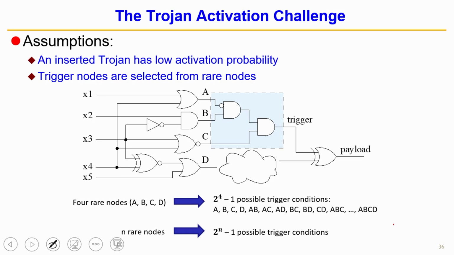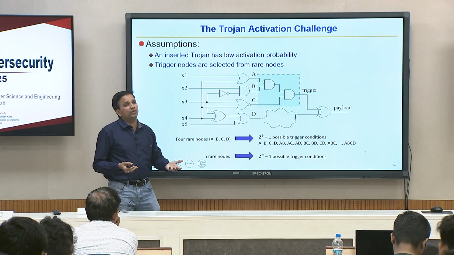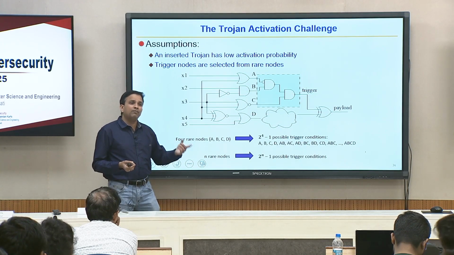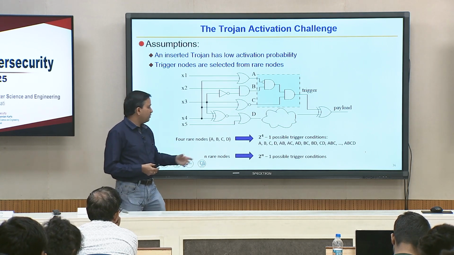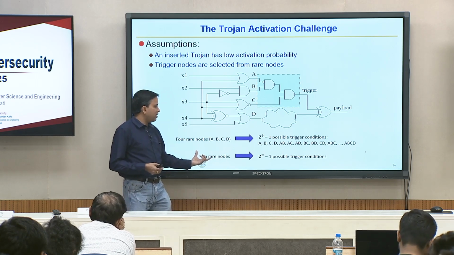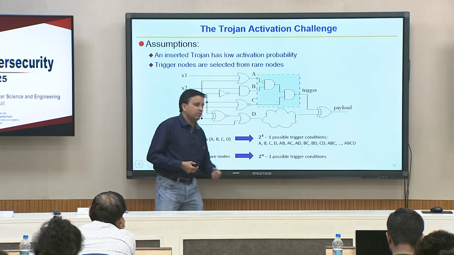So, if you are trying to detect a Trojan, you have to assume A, B, C, D, which are rare nodes based on rare analysis. You have to try to construct triggers for all possible scenarios, and for 4 nodes that is 2 to the power 4 minus 1, since all 0 is not a scenario, you are not taking any of them. So, 2 to the power 4 minus 1 scenarios you have to consider, and for each of them you have to create a test case. How do we create it? We will come to that later, but I want to convey that if there are n rare nodes, there are 2 to the power n minus 1 possible trigger conditions.